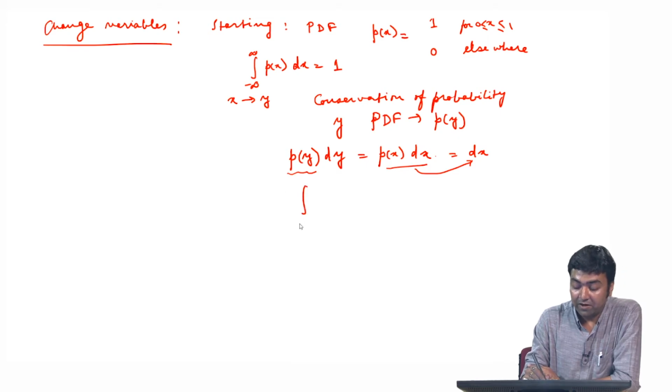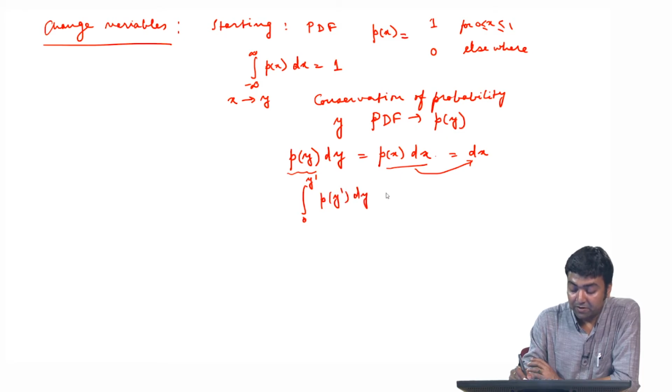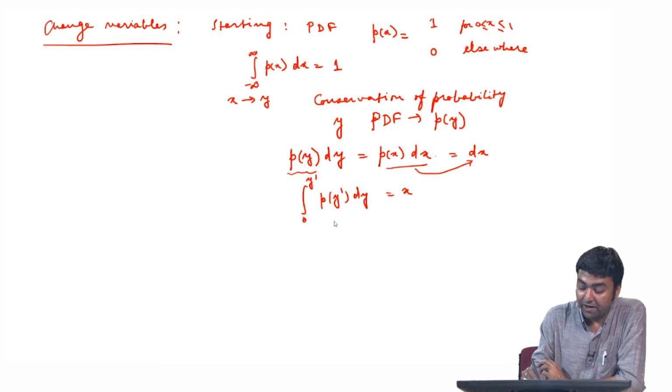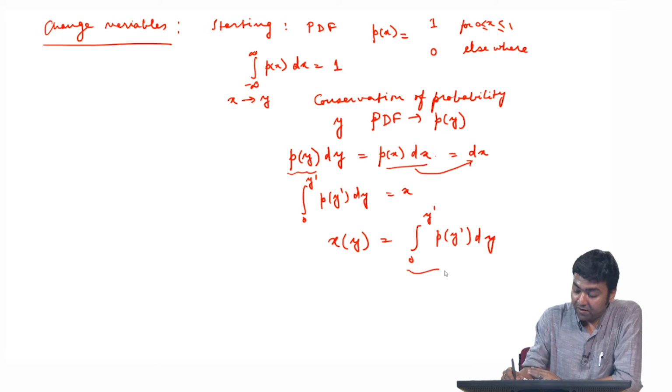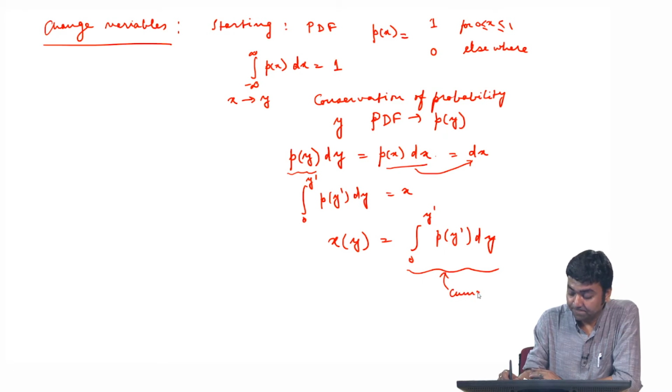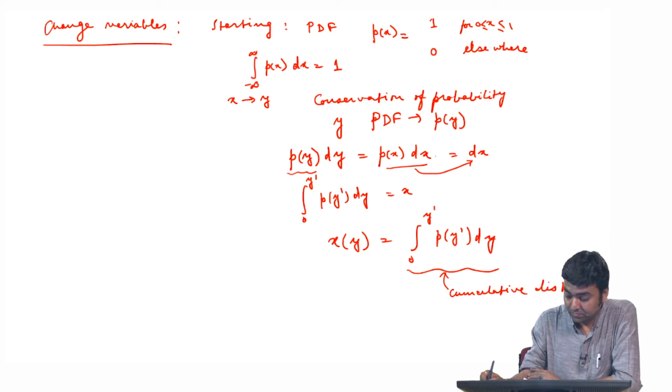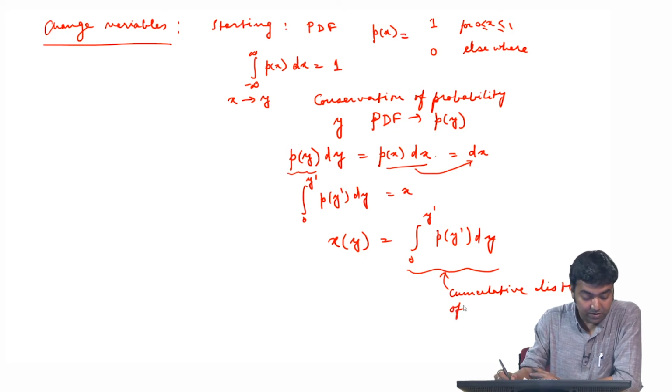And then we do an integral from 0 to y prime, p y prime dy prime, and this gives me x. So, basically what I have now is x as a function of y, which is given by the integral from 0 to y of p y prime dy prime. If you look at this, this is nothing but the cumulative distribution of p y.